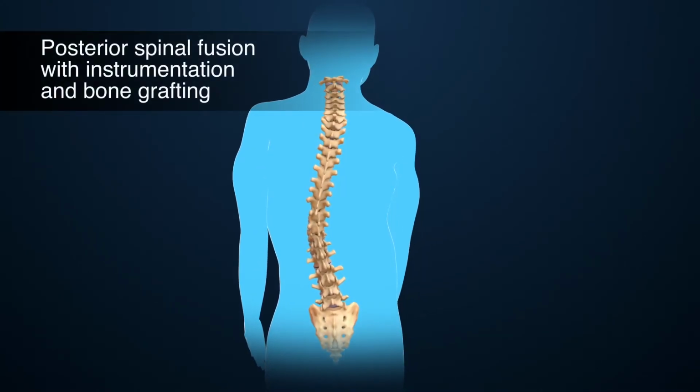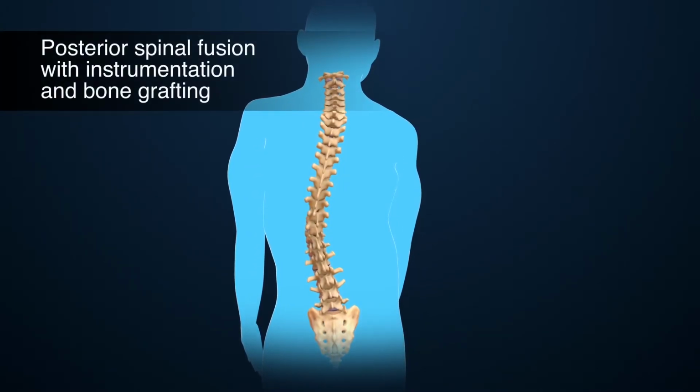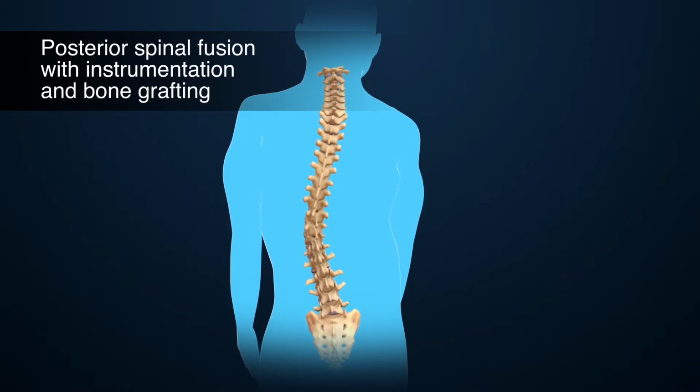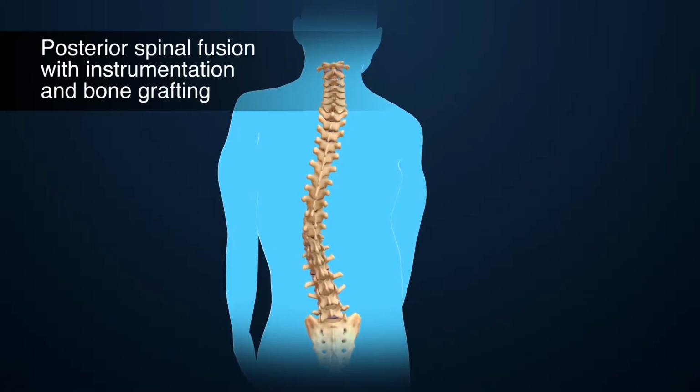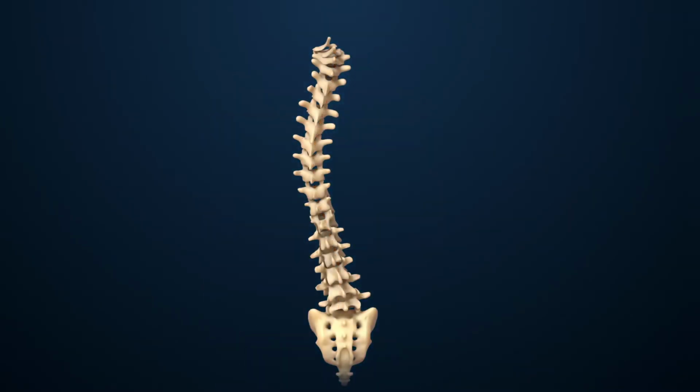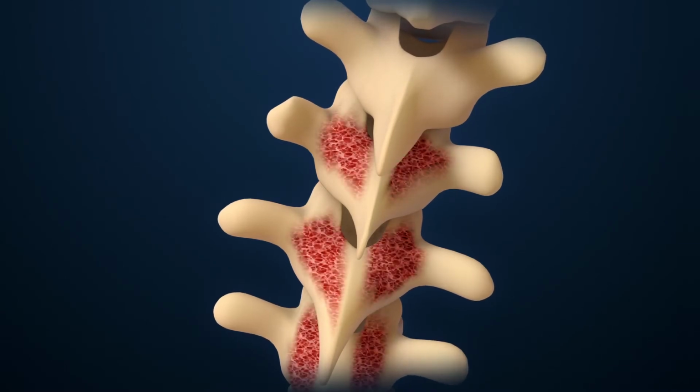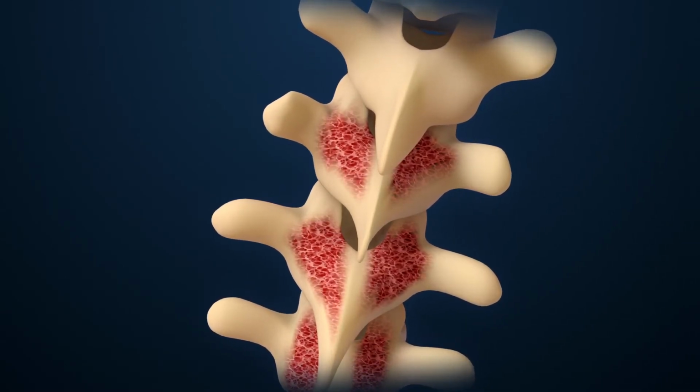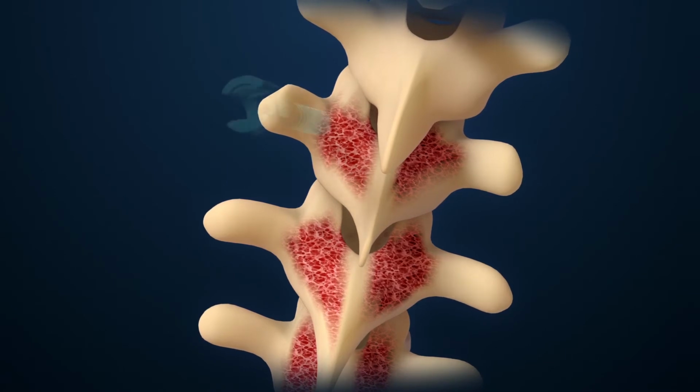The most common surgical procedure to repair scoliosis is called posterior spinal fusion with instrumentation and bone grafting. To begin, the surgeon will make an opening over the area of the curve in the spine. The surfaces of the vertebrae will be roughened to help stimulate the bones to heal together.